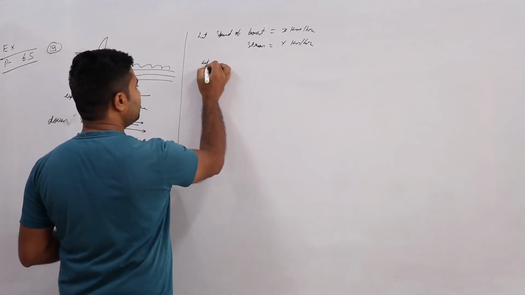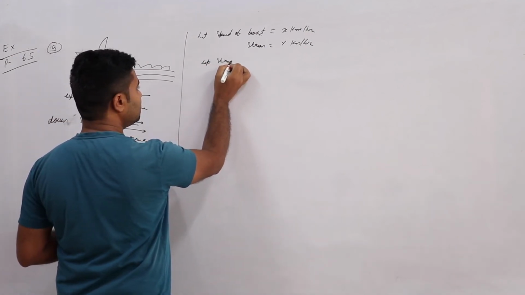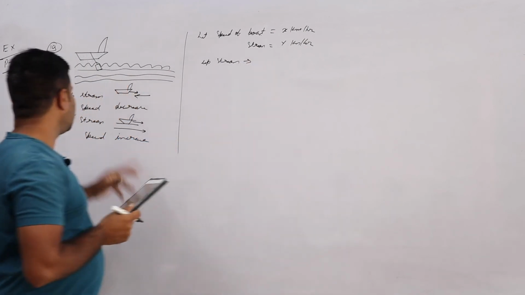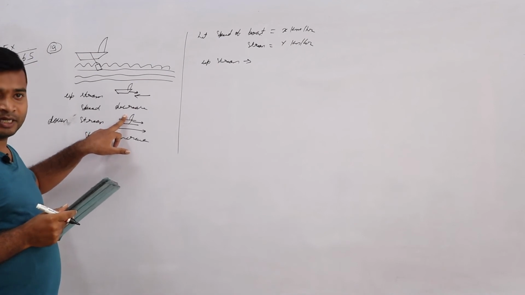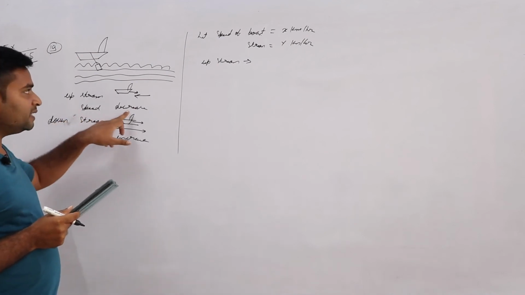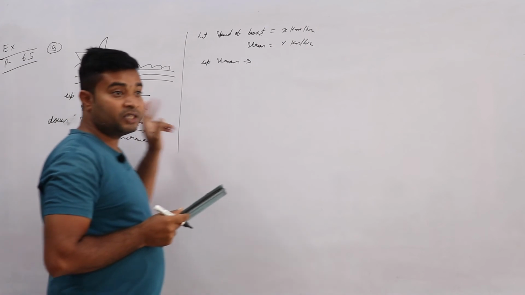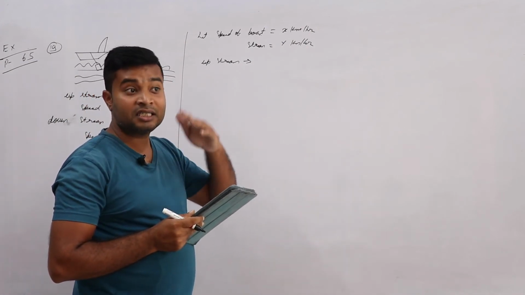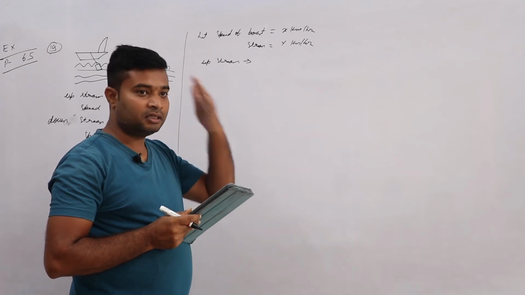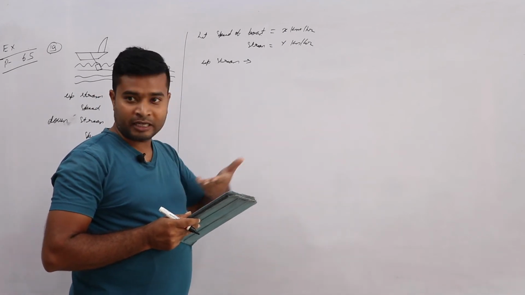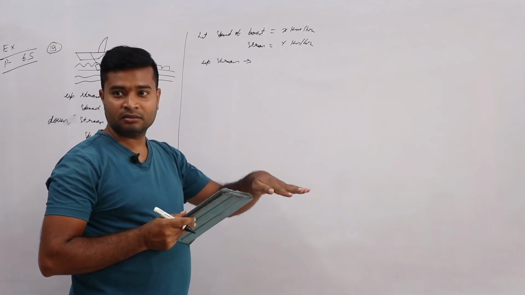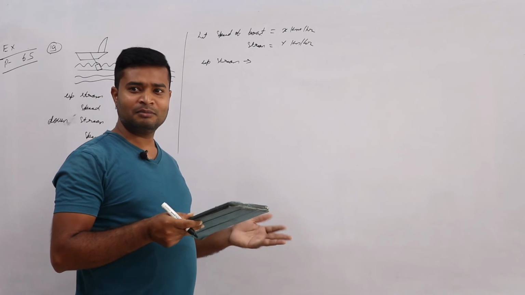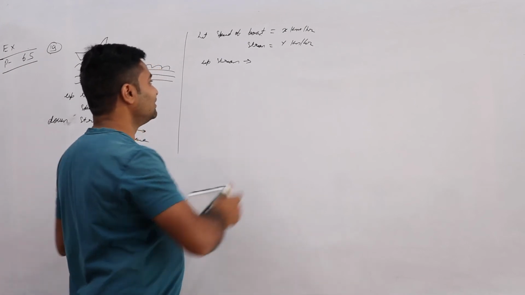Means if it is upstream, then what will happen to the speed? Speed will decrease. Upstream means the speed will decrease. Which speed will decrease, the boat speed or the stream speed? The stream will come in the same way. The speed of the boat will decrease. Do you think you will stop the water?